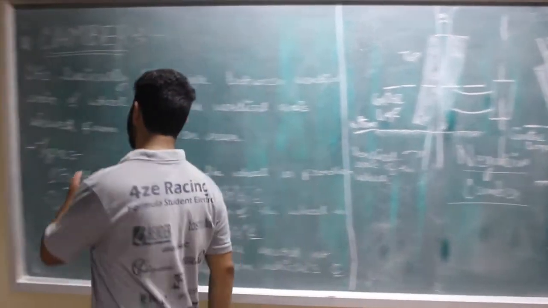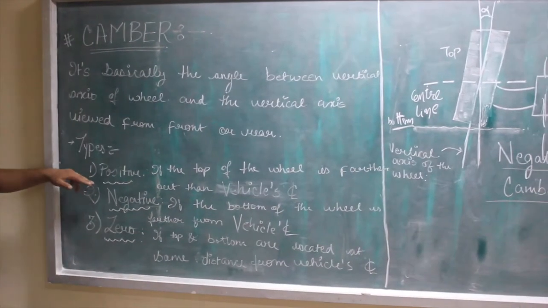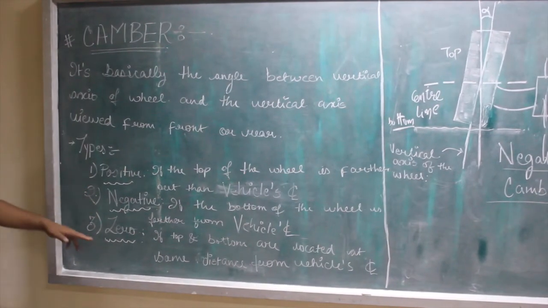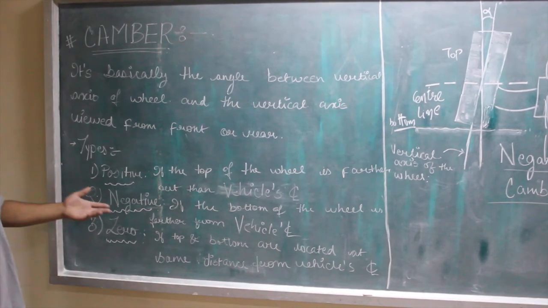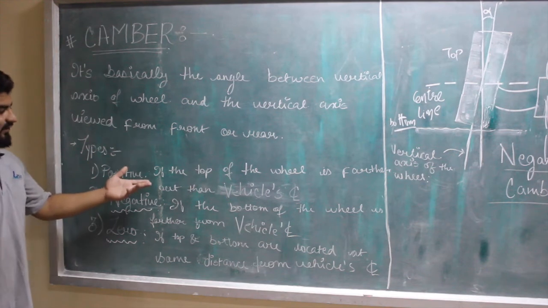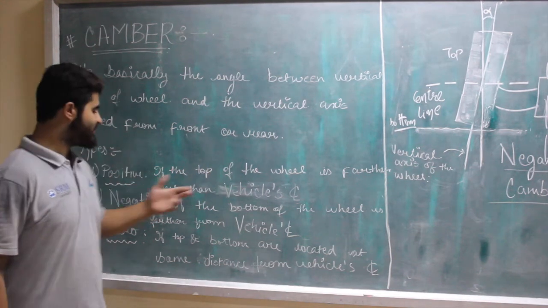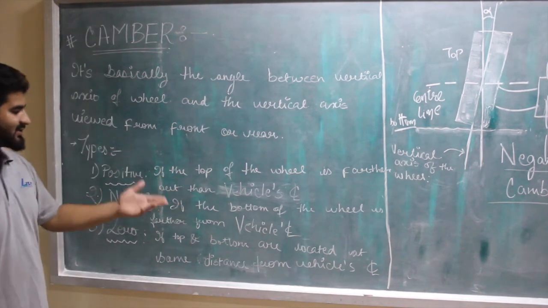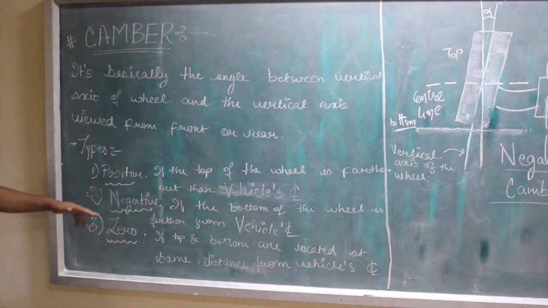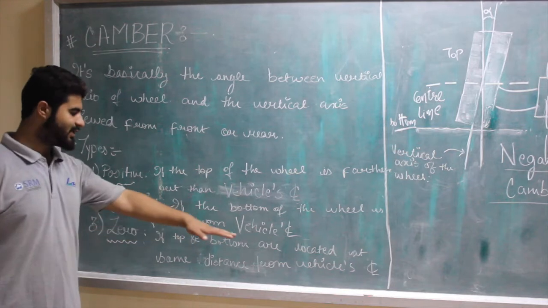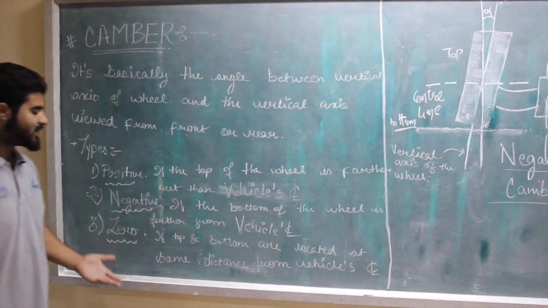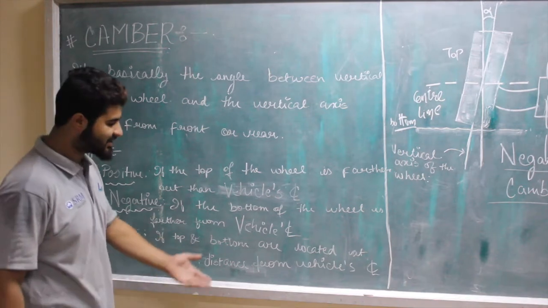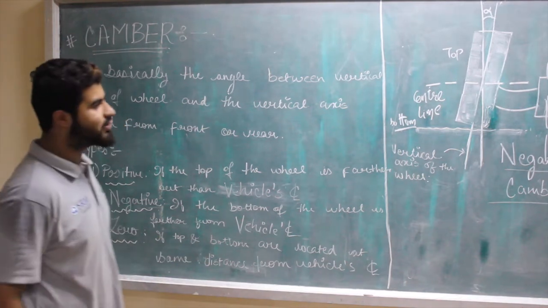So we have three types of camber: either positive, negative, or zero. So what is positive camber? If the top of the wheel is farther out from the vehicle center line, then it's said to have positive camber, and if the bottom of the wheel is farther out than the vehicle center line, then it is negative camber. And if the top and the bottom are located at the same distance from the vehicle center line, then it's said to have zero camber.